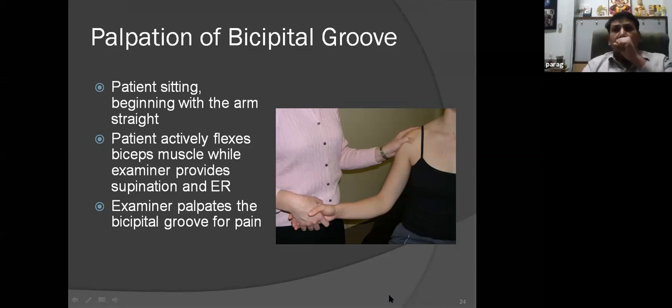Bicipital tenderness is quite common, and you can have tendinosis of the biceps within the groove as well. So this is different from your SLAP lesions or your labral tears, which are within the joint, but the biceps can have tenosynovitis within the groove itself.